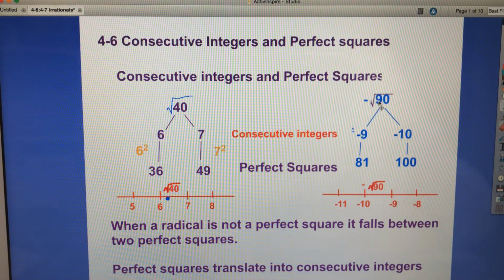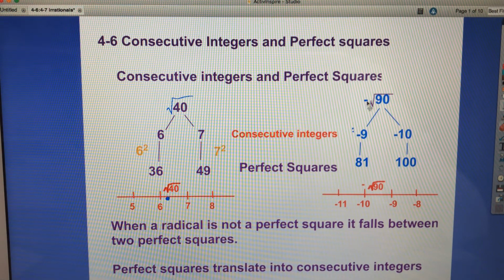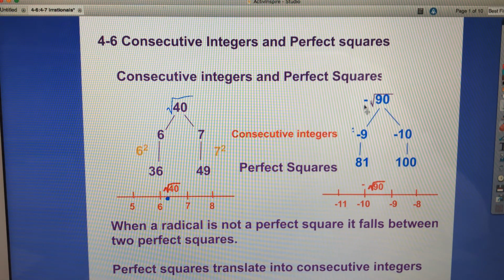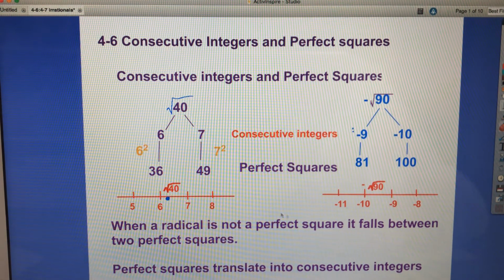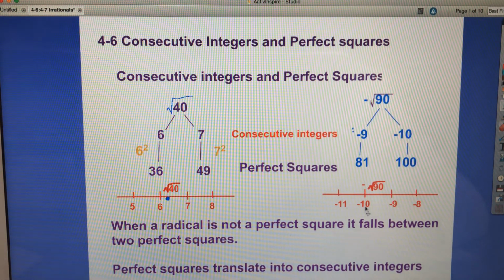Inverse or negative square root of 90. Well, let's just look at 90. The square root of 90 is going to fall, and we know it's going to be an inverse, it's going to be a negative, but the number 90 falls between 81 and 100. Square root of 81 is 9, square root of 100 is 10, and I want negative, so I make these negative. Negative 9 and negative 10. Now I'm on the negative side of my number line, so my numbers are going to the left, not to the right, but they're still consecutive.